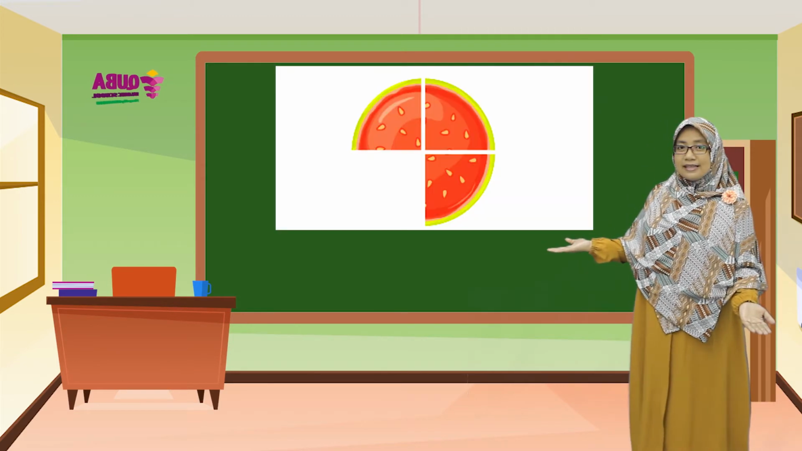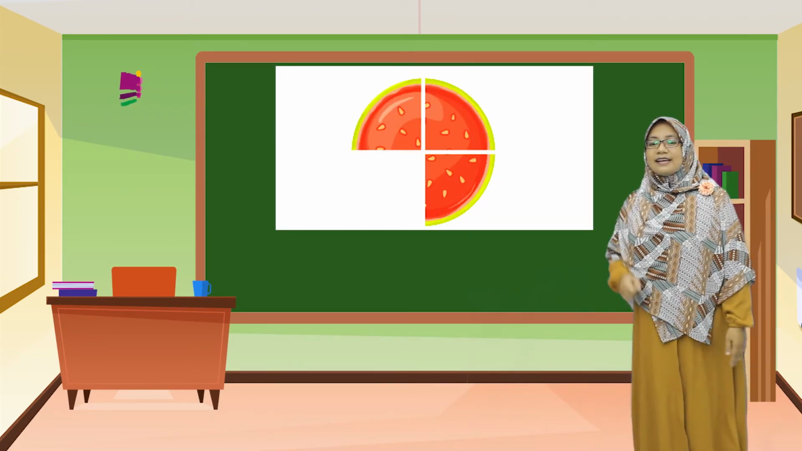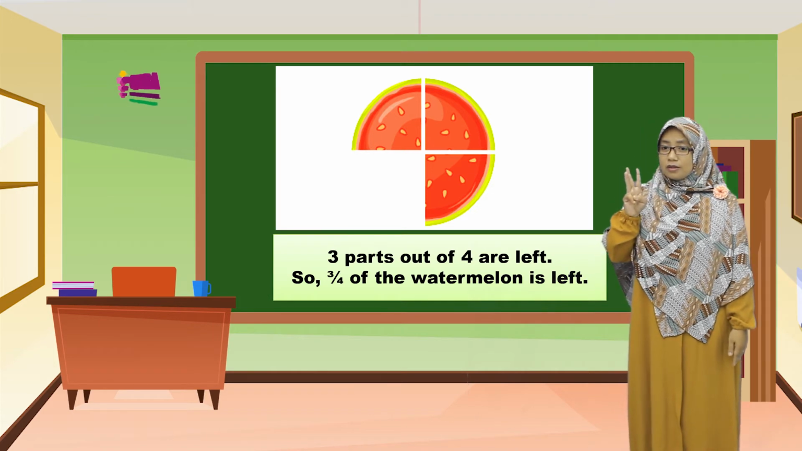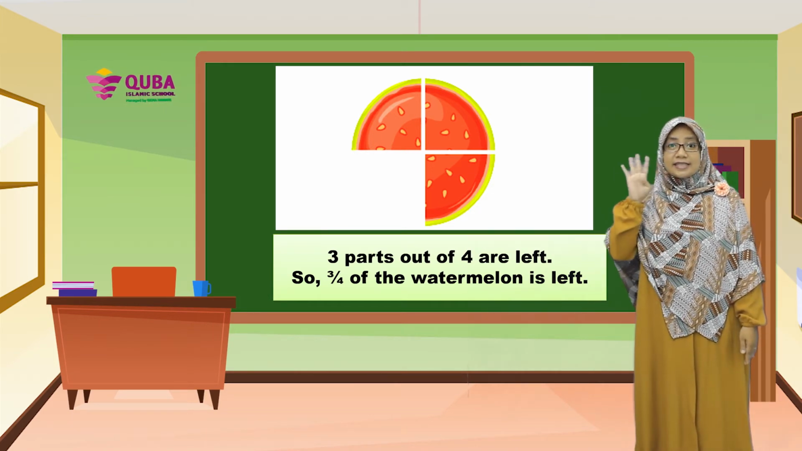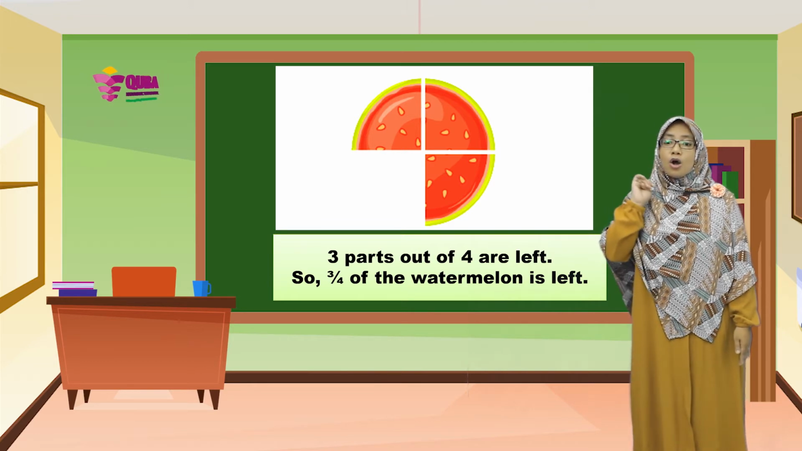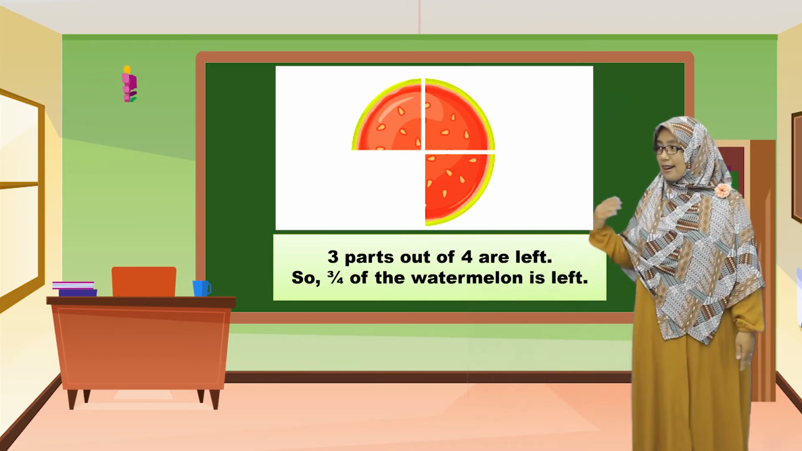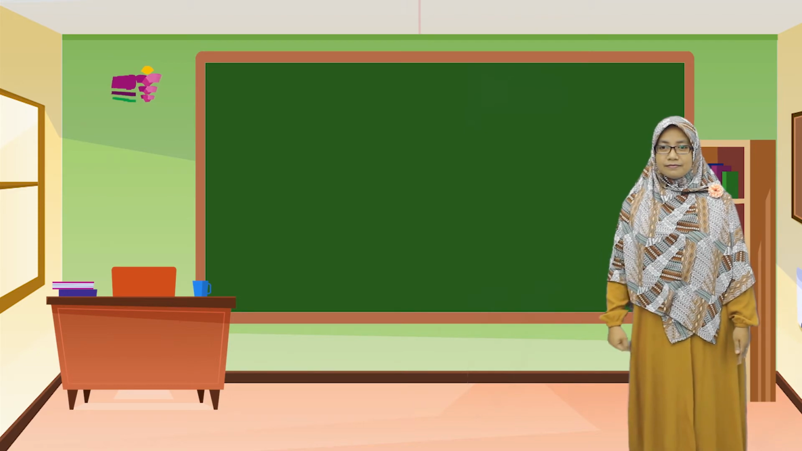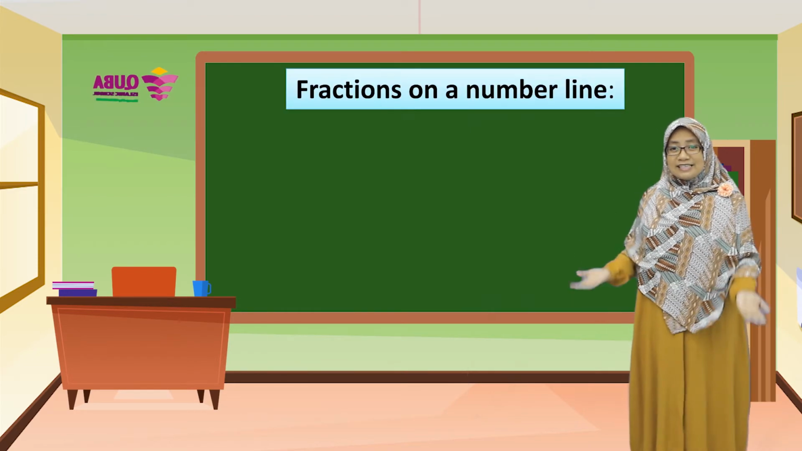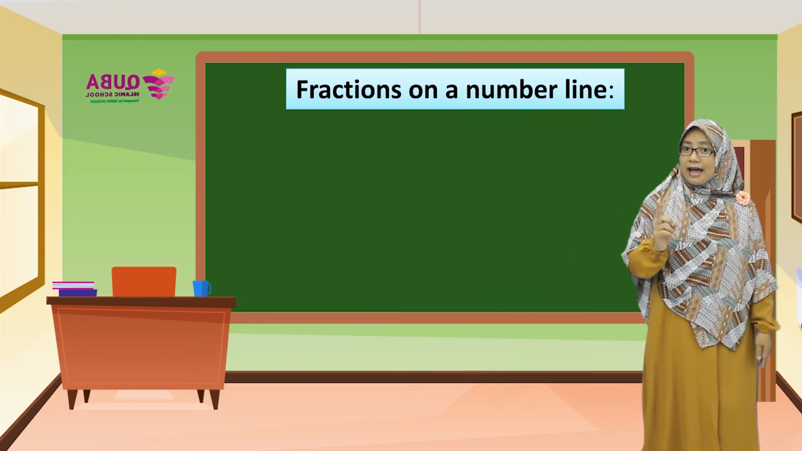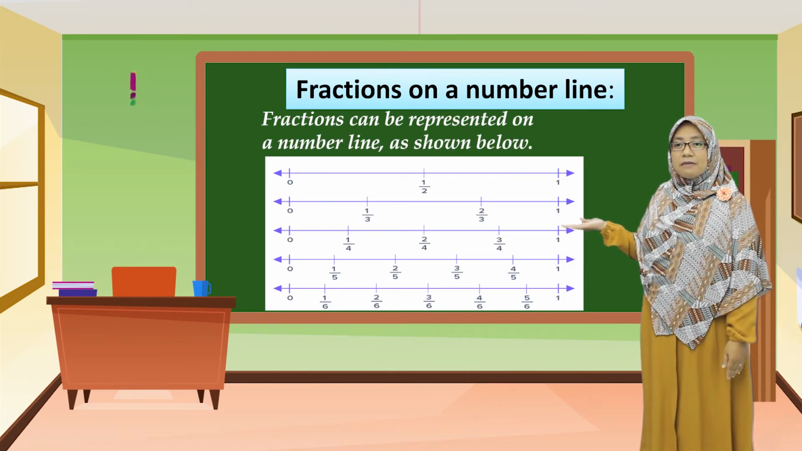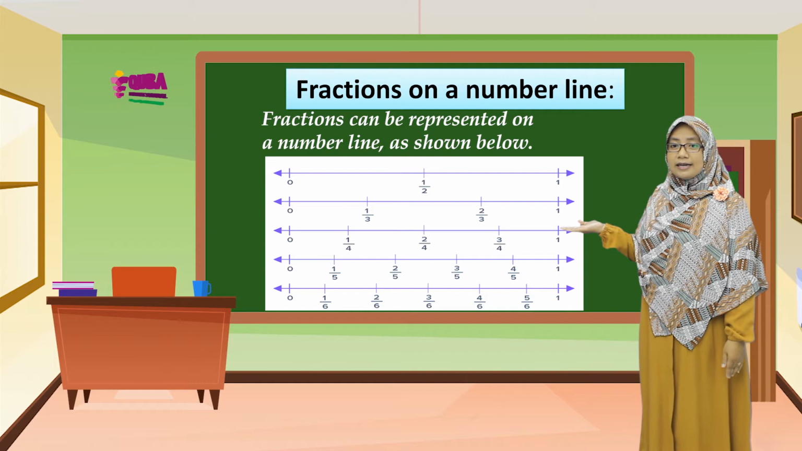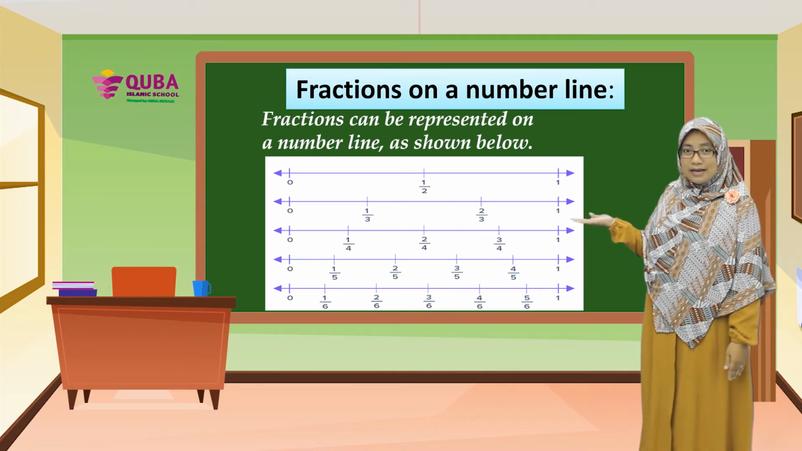Okay, now look at this picture again. 3 parts out of 4 are left, so 3/4 of the watermelon is left. Fraction on a number line. Look at the picture. Fraction can be represented on a number line as shown below.